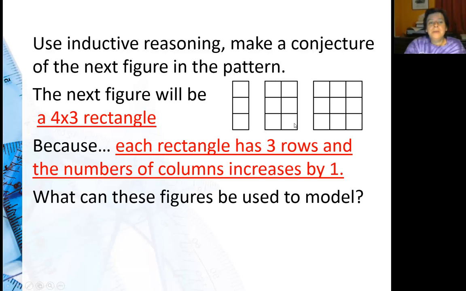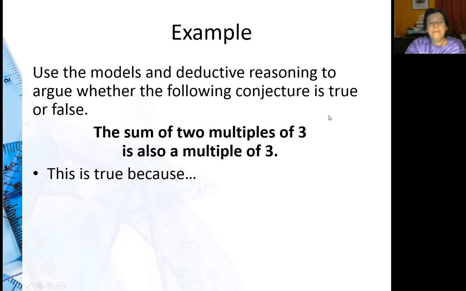So what could this be used to model? Well, I have 3 squares here, 6 there, 9 there. The next would be 12. These are multiples of 3. So I can actually use rectangles to model multiples quite well.